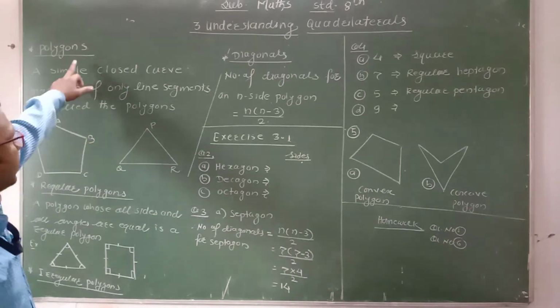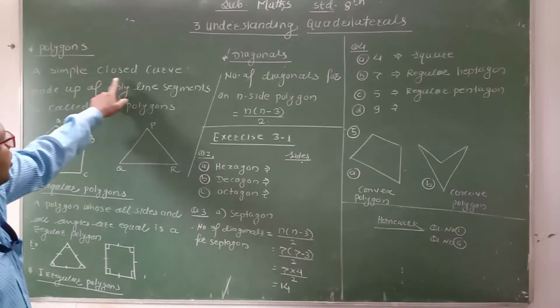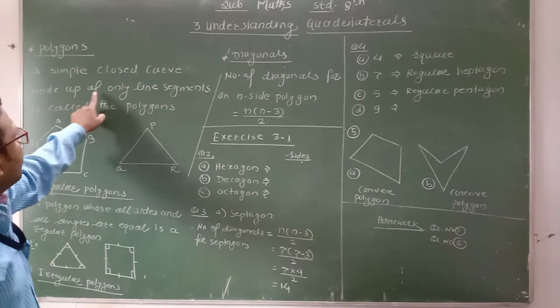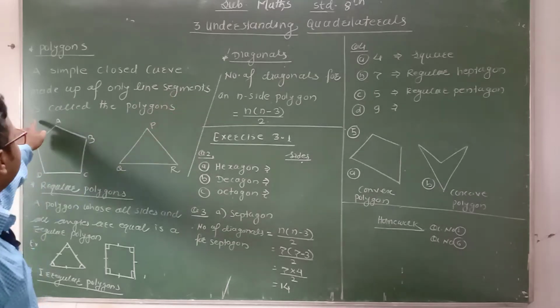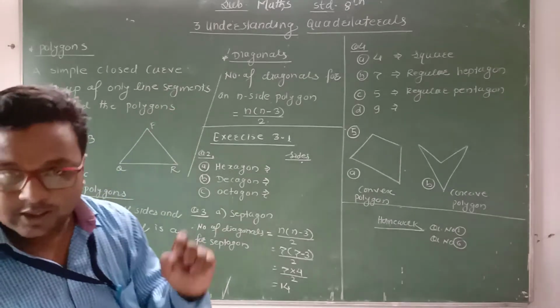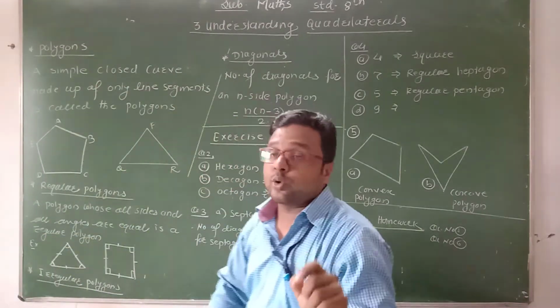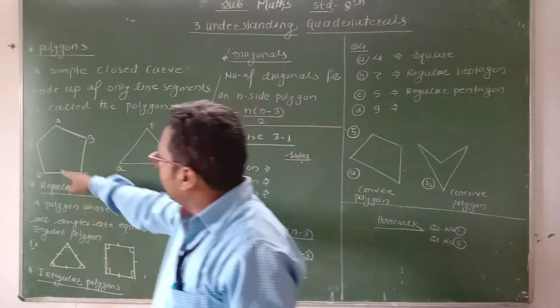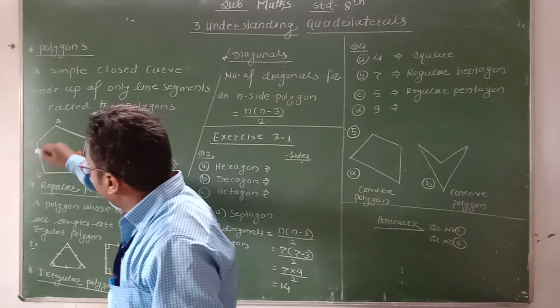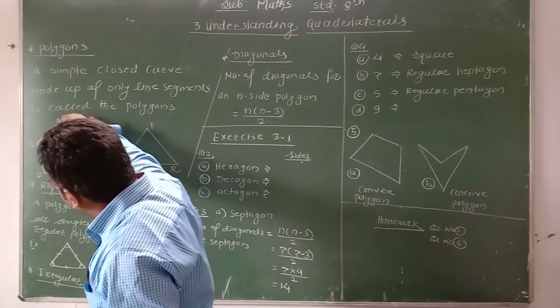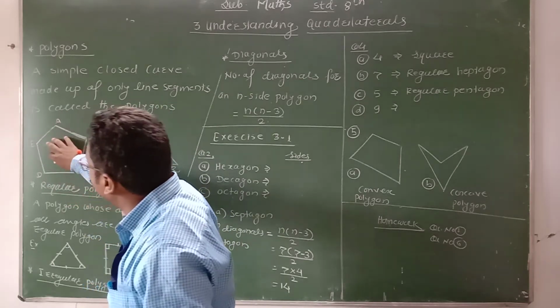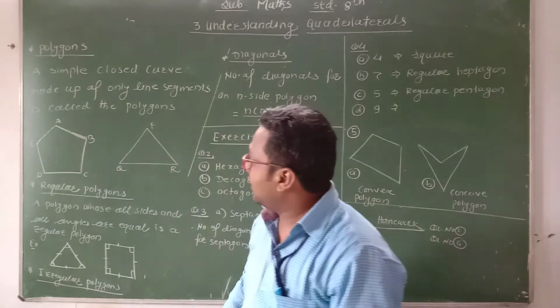Now what is a polygon? A simple closed curve made up of only line segments is called a polygon. Now this is a simple closed curve. It is made up of line segments only, therefore this curve is called a polygon.